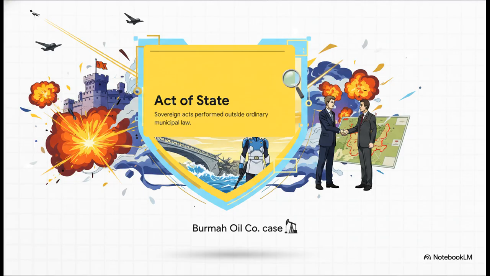The Burmah Oil Company case is a perfect classic example here, discussing immunity during wartime actions. Look, if the military has to blow up a bridge to stop an invading army, you generally cannot drag the state into a local civil court to sue for property damage. It's an act of state, pure and simple.